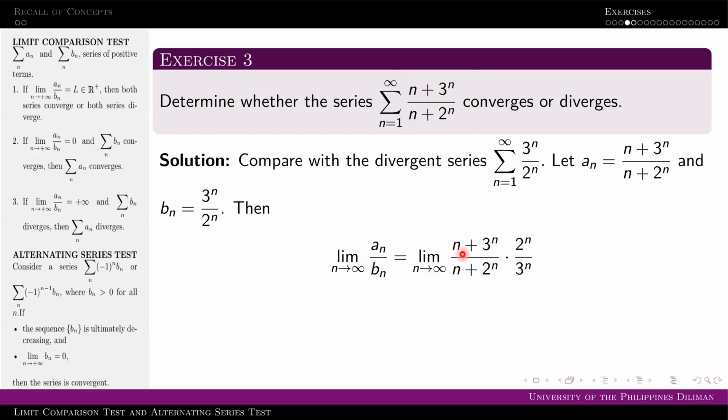This time meron kang a bit more complicated limit, pero kaya natin to. So, i-distribute ko muna tong 2 raised to n dito sa numerator, tas yung 3 raised to n sa denominator, which will give us 2 raised to n times n plus 6 raised to n all over 3 raised to n over n plus 6 raised to n.